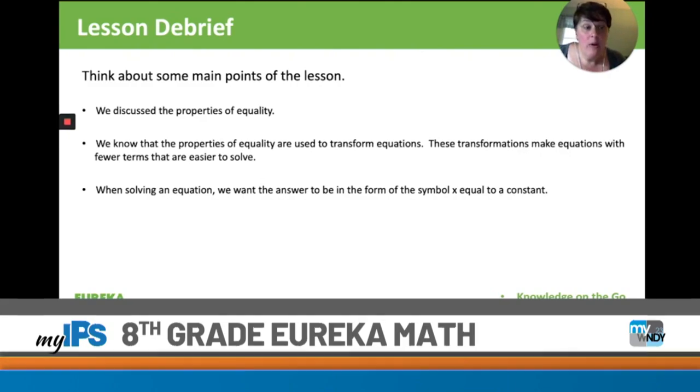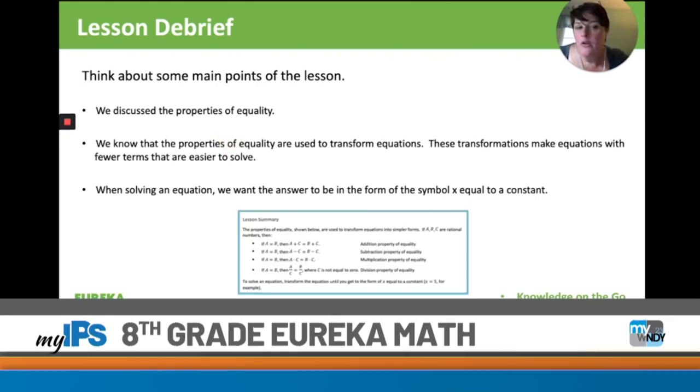That way we know we're done. Okay, just so that you have it, on your hard copy, you'll see this lesson summary. It gives you all those properties of equality. You can review them and use them to help you solve equations. You also have a problem set to continue working on if you need more practice.